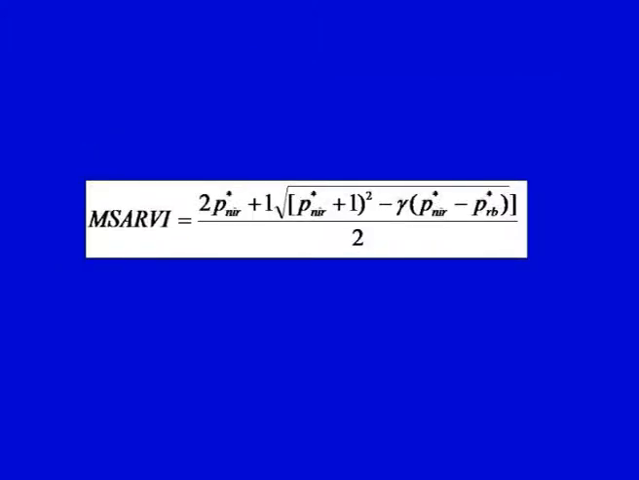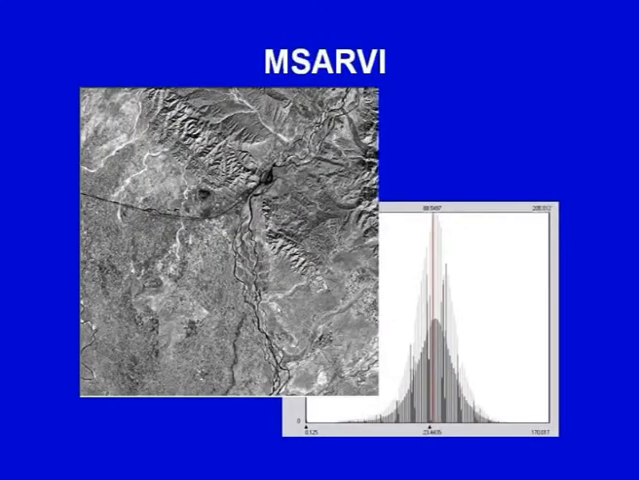MSARVI is represented by the equation given here as (2 NIR + 1 - sqrt((2 NIR + 1)^2 - 8 (NIR - (red - blue))))/2. This is nothing but the solution that we get by taking the modification to SARVI. And now we see the MSARVI image, and this particular image, as a matter of fact, is totally different from all the vegetation index images that we have seen up till now.